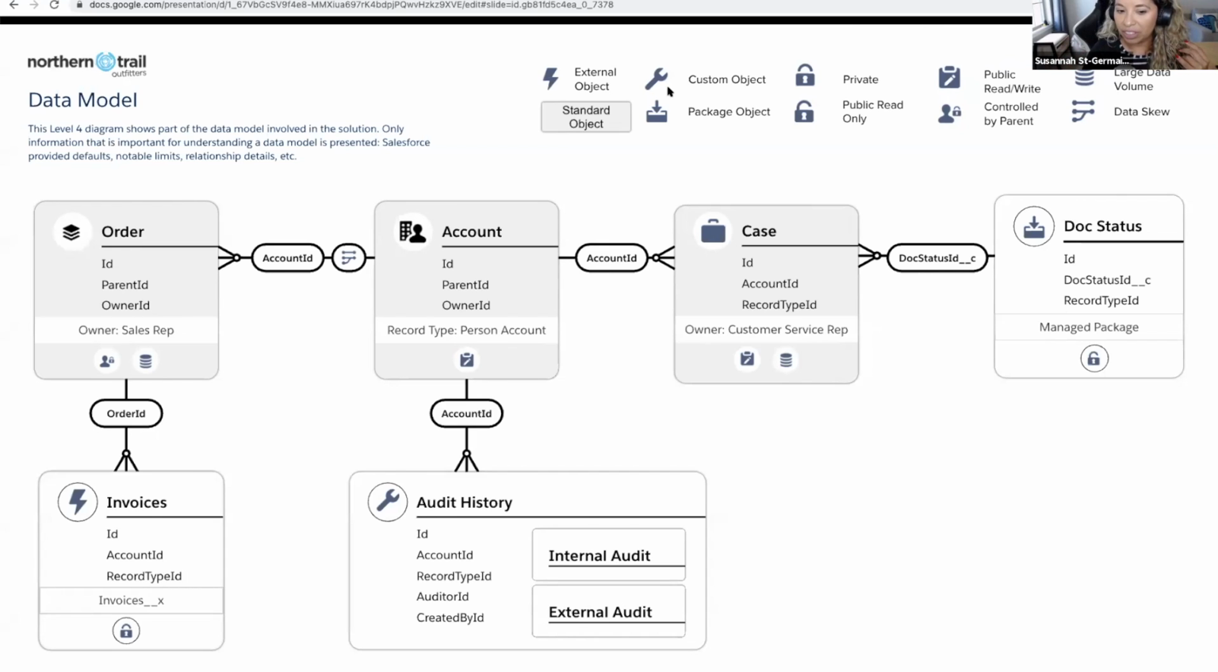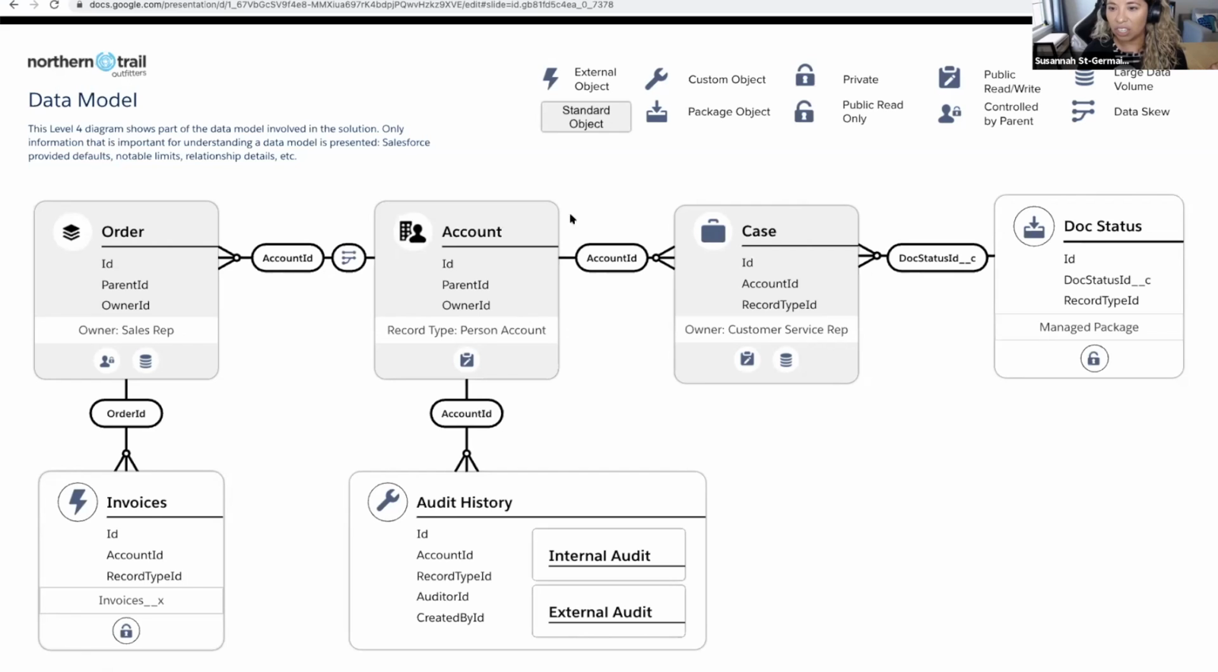One thing I want to point out is the different use of cards as well. So we have our card with attributes. So I have an order object and there are different attributes, which are the fields. I'm using what's called a metadata footer on the card to show information about, in this case, the owner, so who owns the record. And then I'm using icons that are represented in my key to indicate the org-wide default. So this is controlled by parent. I can see that this is public read only down here, and that this is private. This invoices object is private.